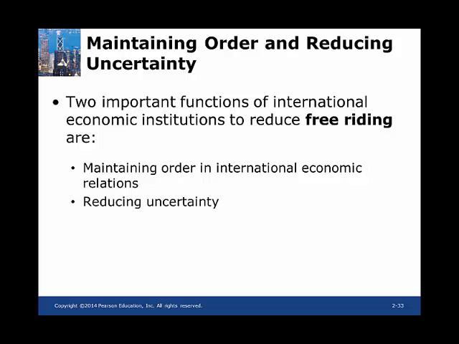Maintaining order and reducing uncertainty. Two important functions of international economic institutions are to reduce free riding, maintaining order in international economic relations and reducing uncertainty.